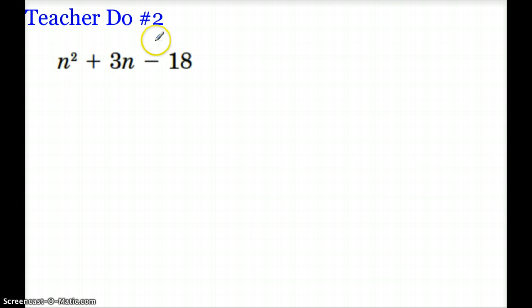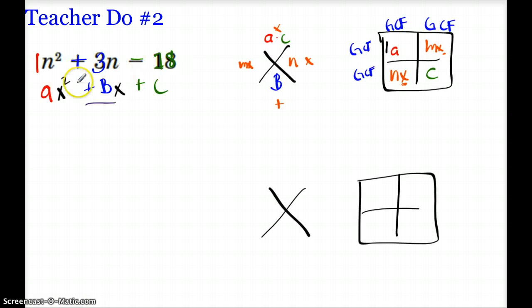Okay, again, I'm going to label everything for you guys, set everything up. So again, labeled. The A term is the first one, so that's A times C: 1 times negative 18. The C term is negative 18, and our B term is 3. Now, I'm going to simplify this section. I'm always going to show you the multiplication, even though it usually comes out to the C term, but not always.